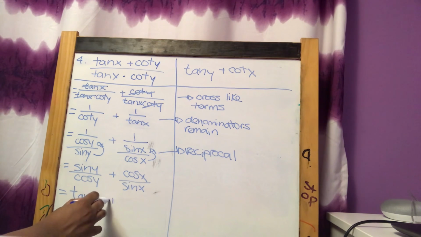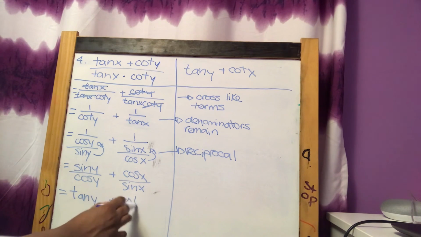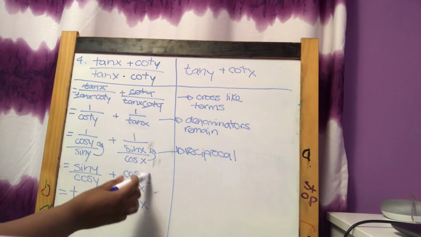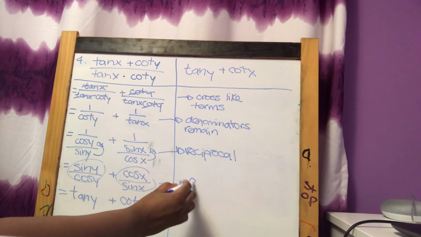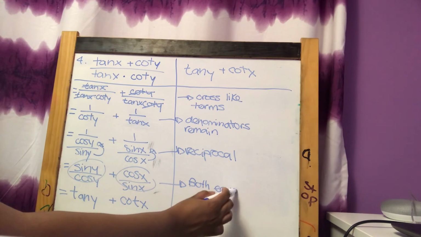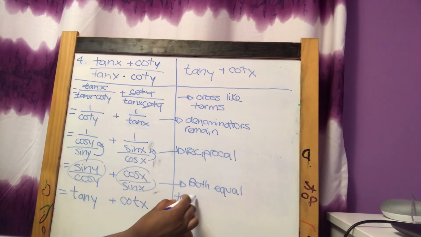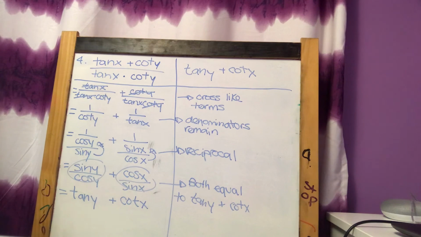And that would completely equal tan y plus cotangent x, because sine y over cosine y is literally equal to tangent y, which is crazy to me. And then I plus that with cos x over sine x, which is cotangent x. And so I finally solved the whole entire thing, which makes them equal. Now I know that they're both equal to tan y plus cotangent x.